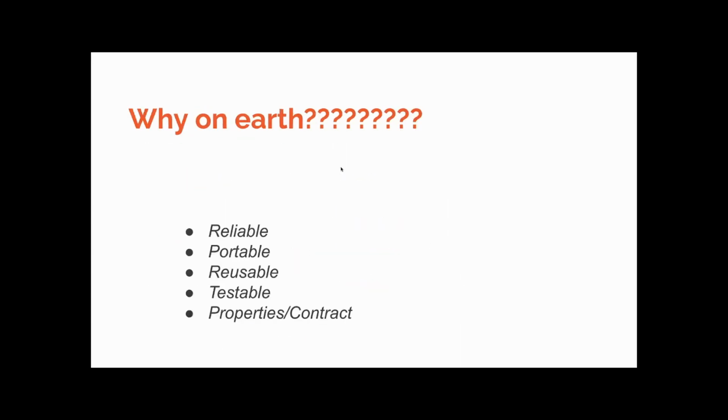Okay, so why on earth do we need functional programming? How can it help us? There are a lot of features that functional programming has, but the most important ones, in my opinion, are these five. The first one is that they are reliable. You can trust a function that always returns the same thing. That's the first and most important part of functional programming in JavaScript or in any other language.